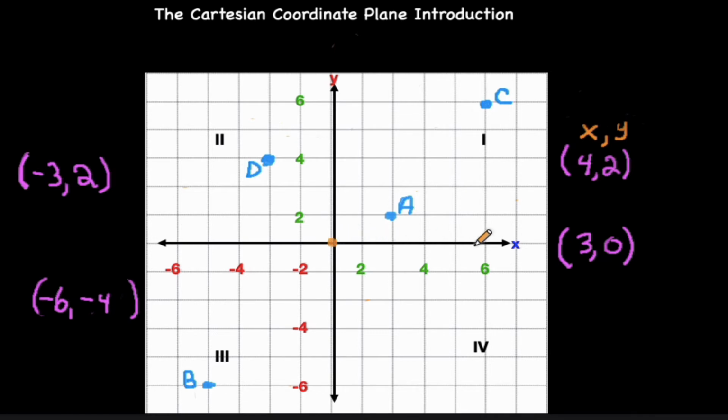Now, the x-axis as well as the y-axis is known as axes. Okay, so that's plural for axis. So just a tidbit of information right there as well. And the axes is what separates the coordinate plane into four quadrants.